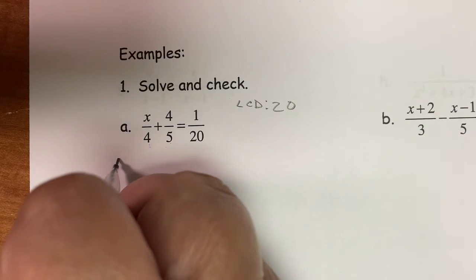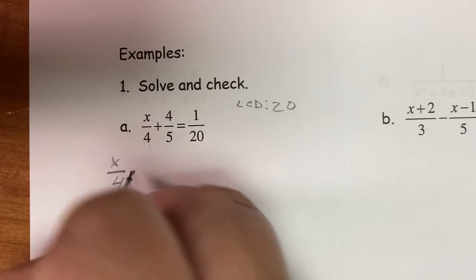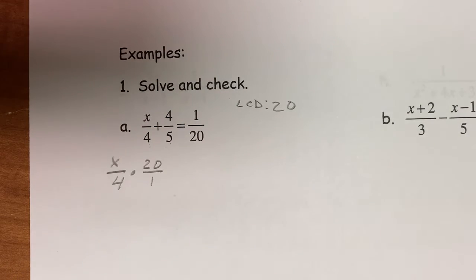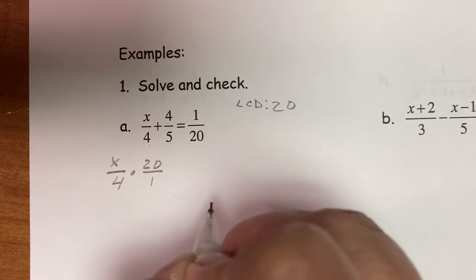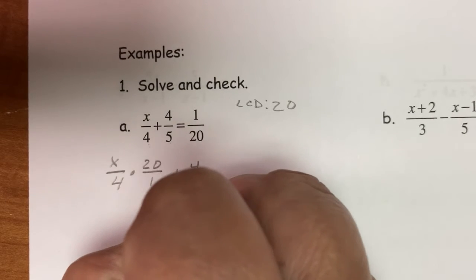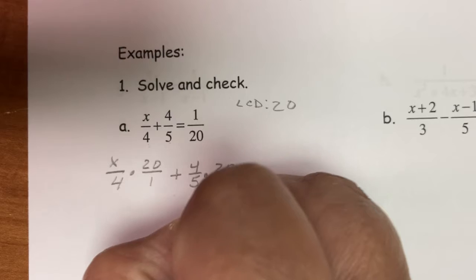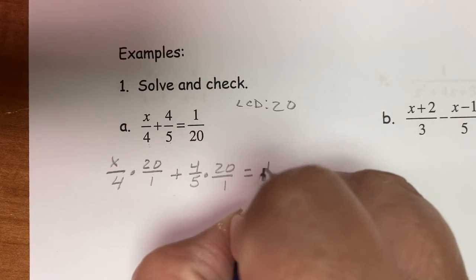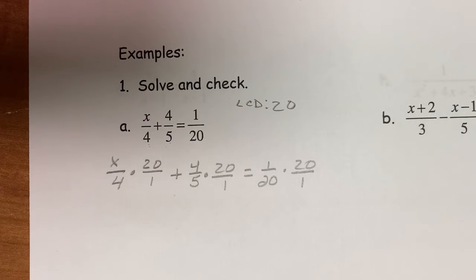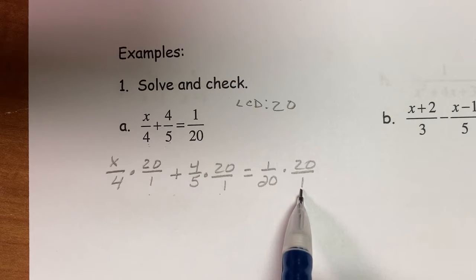We are going to take every term of this equation and we are going to multiply it by the lowest common denominator over 1. So I take x over 4 and I multiply it by 20 over 1, plus 4 over 5, and I'm going to multiply it by 20 over 1, equals 1 over 20, and I'm going to multiply that also by 20 over 1. So multiply every single term by the lowest common denominator over 1.